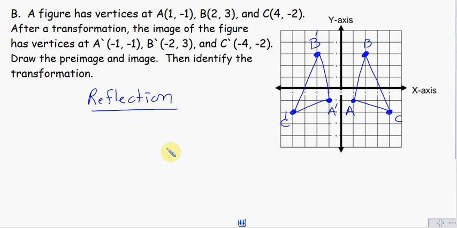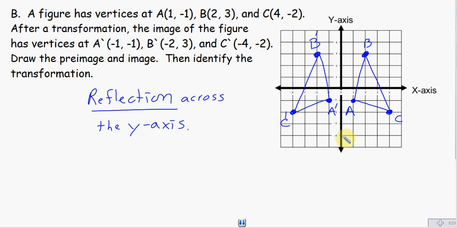All right. Now, we could also define reflecting where. Where is the mirror? Okay, so right here is my y-axis. That's where the mirror is. So this is a reflection across the y-axis.